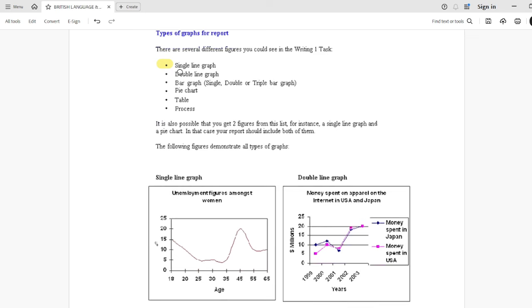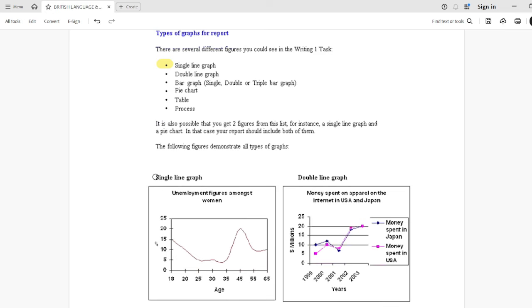And it is also possible that you get two figures from this list. Okay, for instance, a single line graph and a pie chart. In this case, your report should include both of them as well. So not only a single picture can be asked to describe in your exam, it can be based on two graphs as well. In this situation, you have to describe both of the tasks, but within a limit of 150 words, which we have discussed in the previous lecture as well. So let's quickly move toward the types.